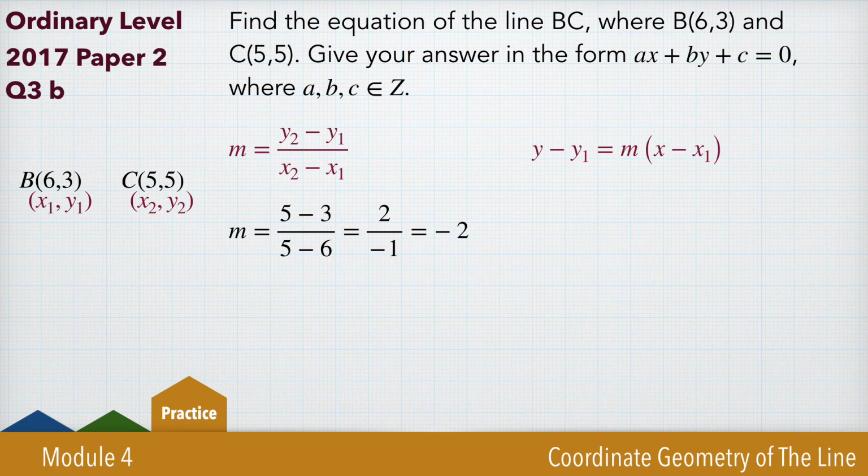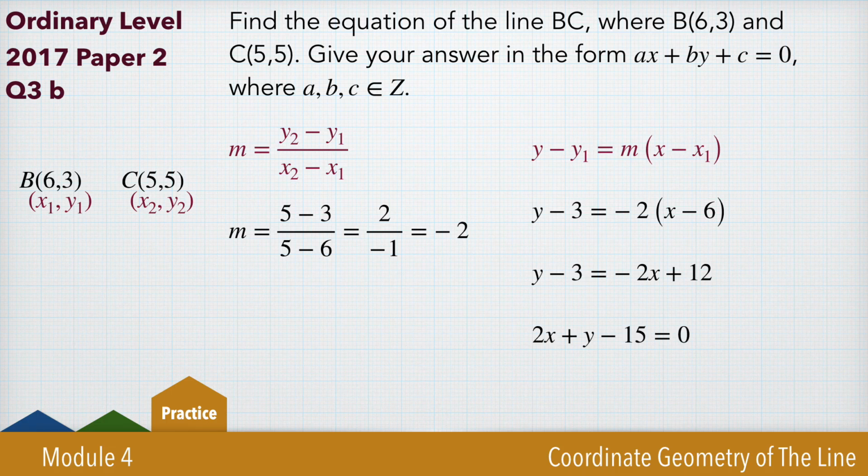Using this equation of the line formula, we can substitute the slope and one of our points. Here we will use the point B, (6, 3). Simplifying and rearranging gives us the equation of the line BC as 2x + y - 15 = 0.